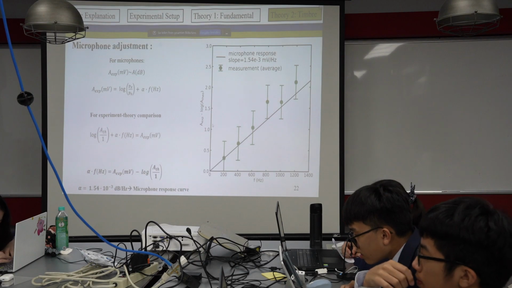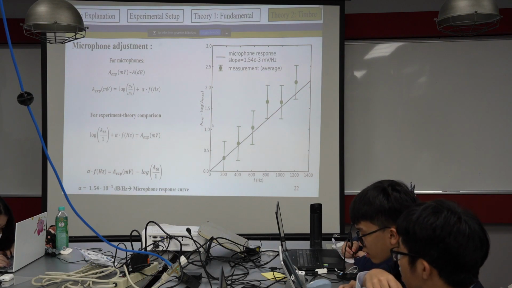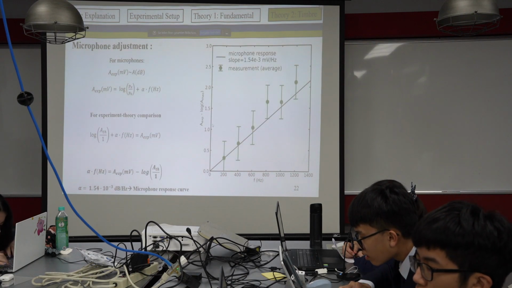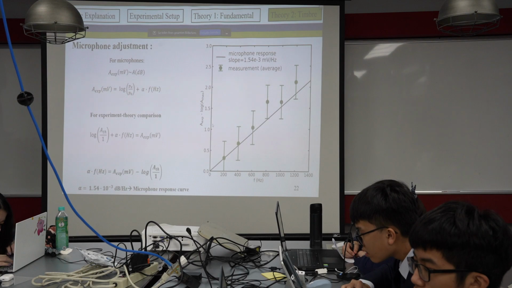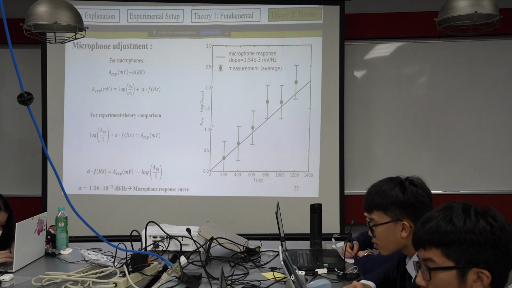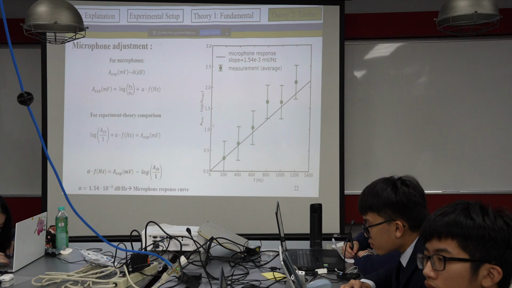For our experiment-theory comparison, this means that we also need to take the logarithm of our theoretical data divided by the nominal 1 and adjust it by the same frequency dependent factor alpha. Alpha can in this case simply be taken from the slope of the microphone response curve between our measurement range, which was 1.454 times 10 to the minus 3 decibels per hertz.